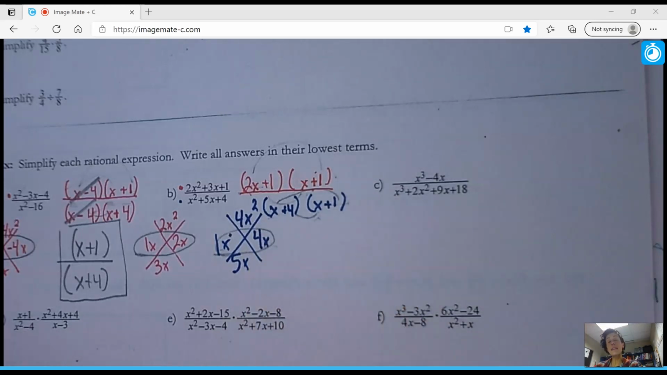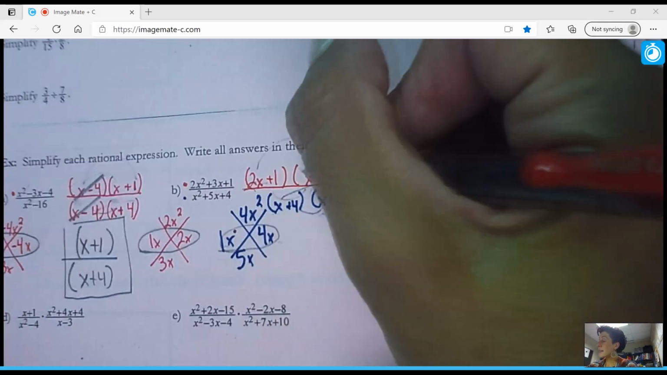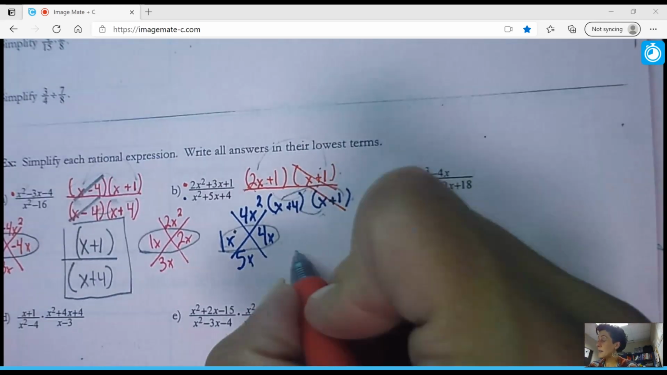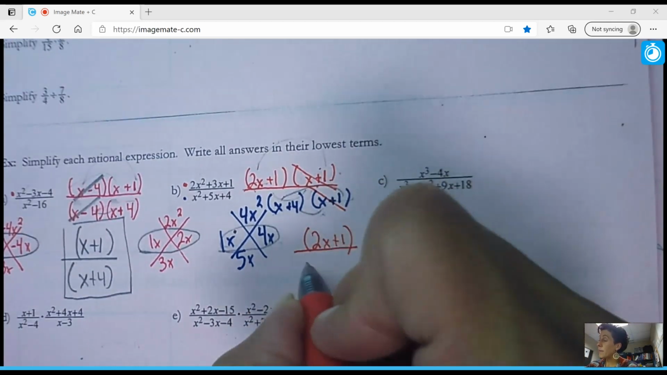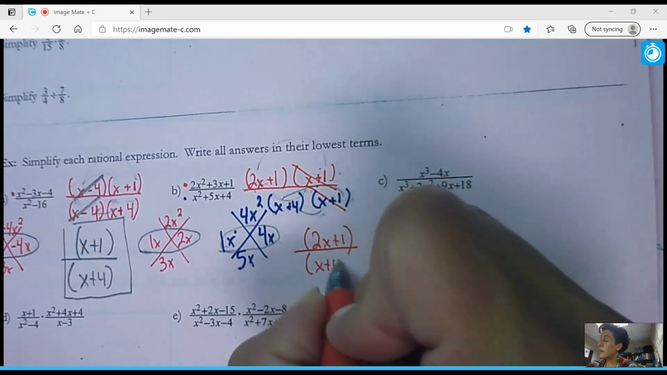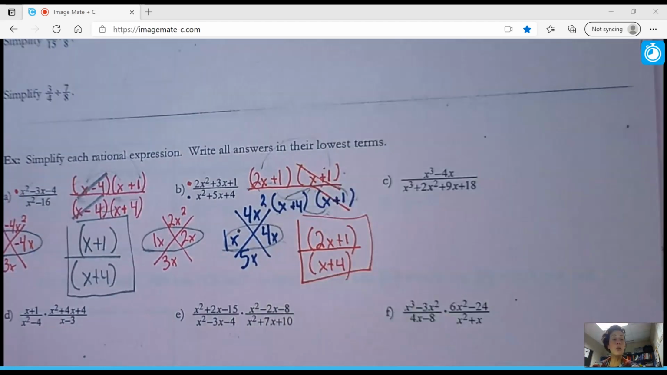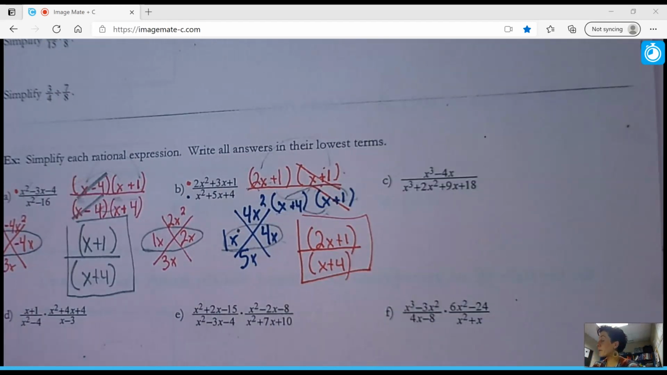So I can only cancel out factors, not terms. So the only thing I'll be able to cross off here is these x plus 1's. And when we're done, we get 2x plus 1 in the numerator and x plus 4 in the denominator. And that's final. So we're going to do one more, and then that's it for simplifying. If you want to watch the multiplying and dividing, we're going to make that a second video.